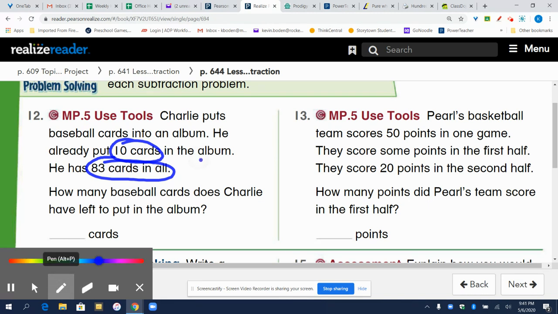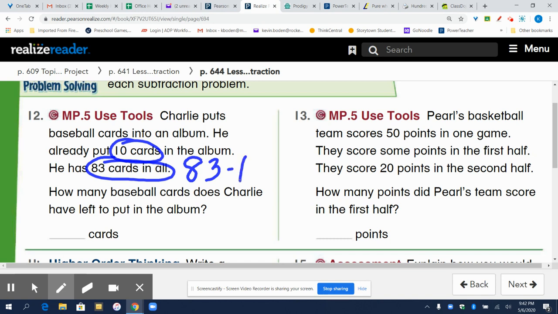So he has 83 in all, and he put 10 already inside there. So how many does he have left to put in there? That's going to go in our blank spot there. Well, let's see. 83 minus 10. I'm not going to draw 83. I don't want to draw a number line either. You know what I'm going to do? I'm going to use mental math.